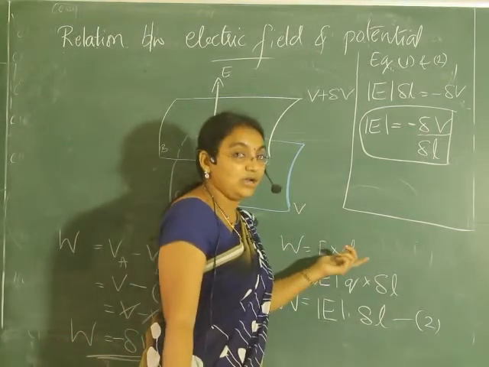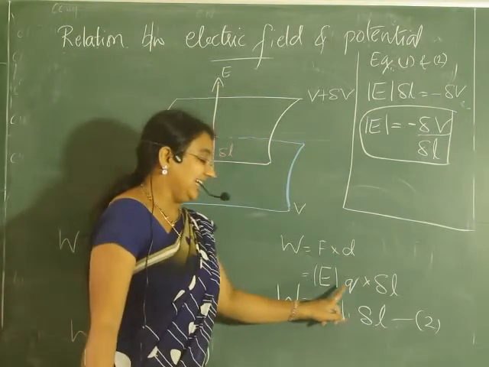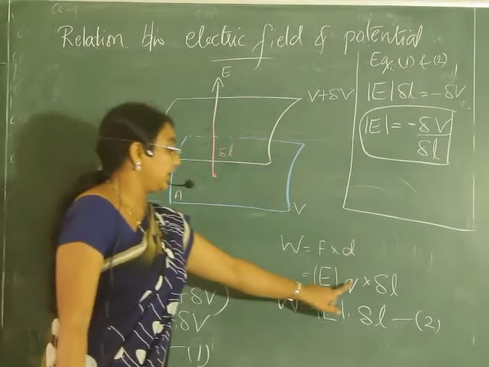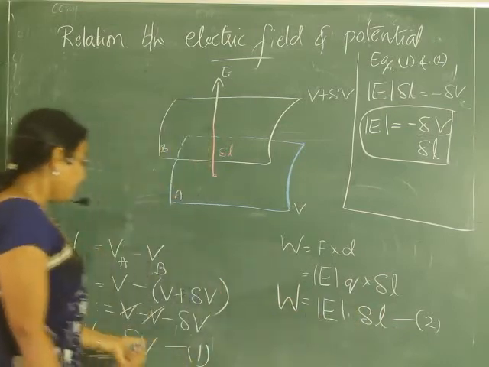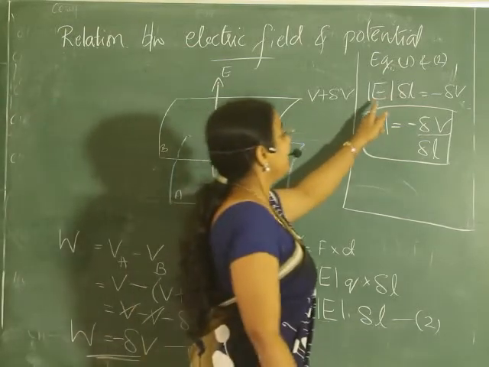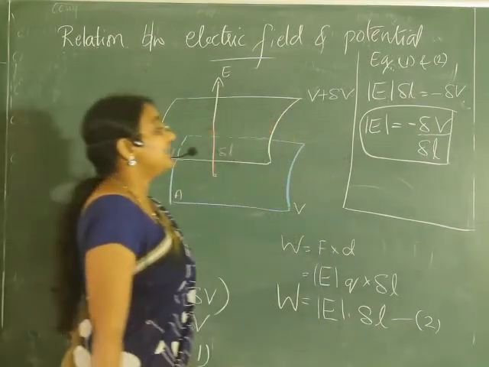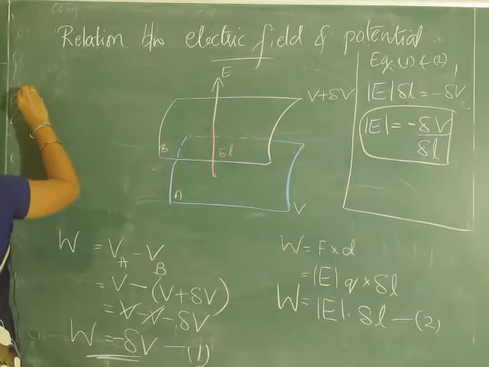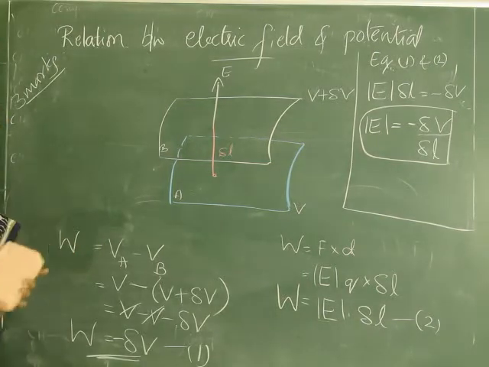So work done is minus delta V. We also know that work done is nothing but force into displacement. Force is nothing but E into Q and displacement is delta L. Q is 1 unit positive charge. So W is equal to E into delta L. We can equate equations 1 and 2 because both are work done. Therefore we get E into delta L is equal to minus delta V, or E is equal to minus delta V by delta L. This derivation is very, very important for 3 marks.